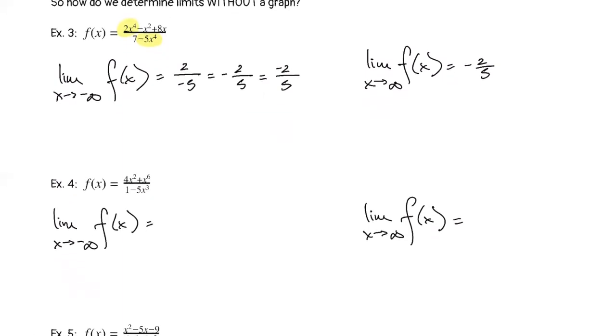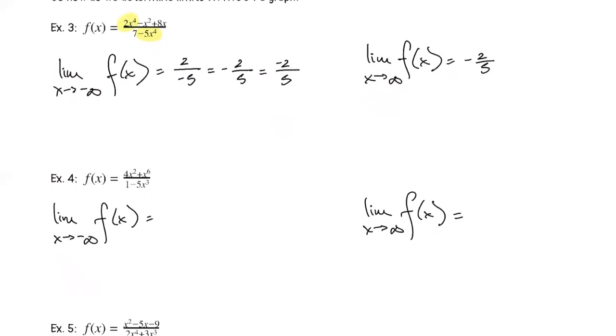All right, let's take a look at example 4 here. Is the degree on the top greater than, equal to, or less than the degree on the bottom? Greater than, good, because we have an x to the 6th, which means 6th degree on the top, and -5x to the 3rd, which means 3rd degree on the bottom.